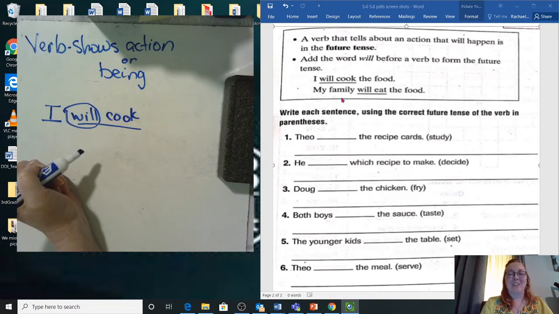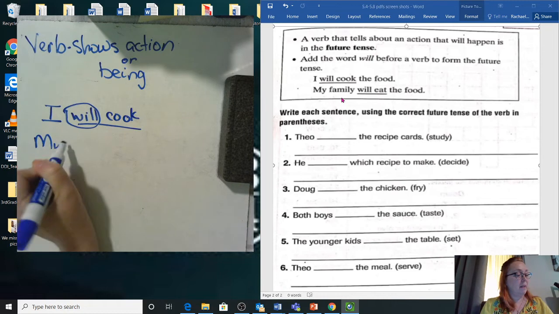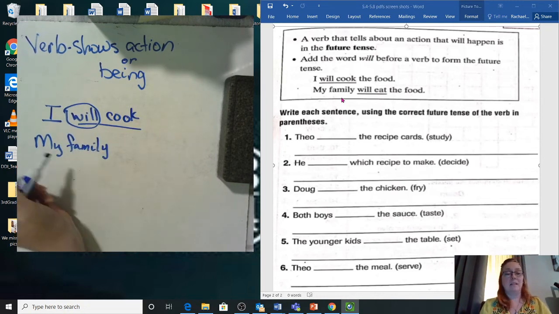Take a look at the next one. My family will eat the food. What's the subject of the sentence? This will help you to make sure that you get your subject-verb agreement. Okay, so always find your subject. The subject is my family. That's the subject, my family.